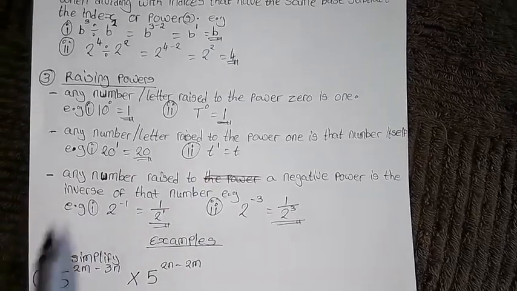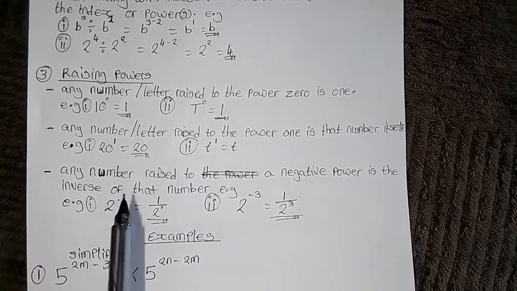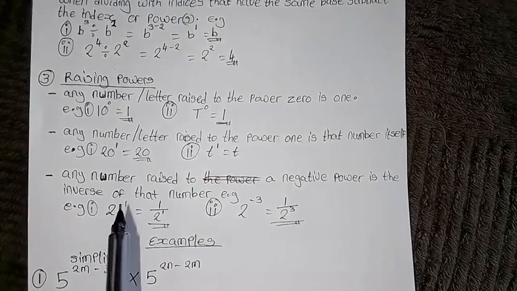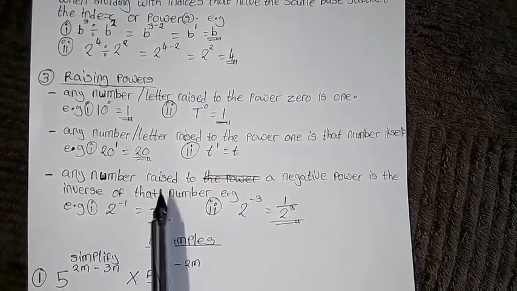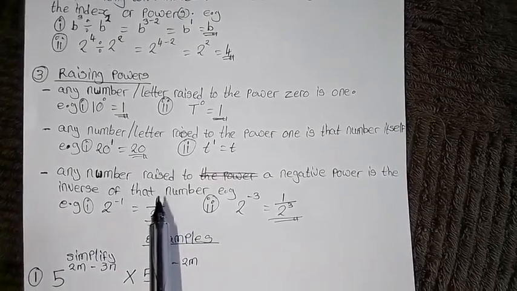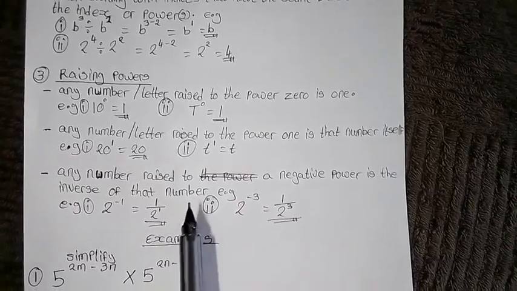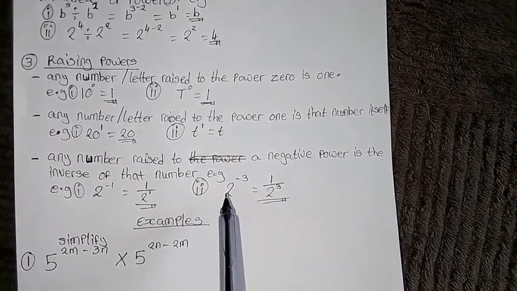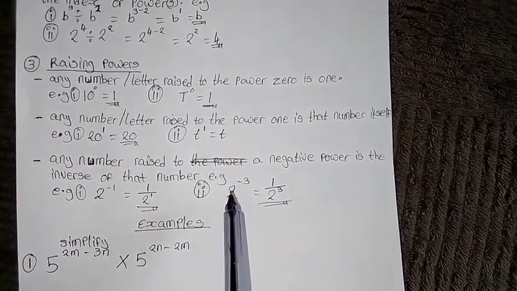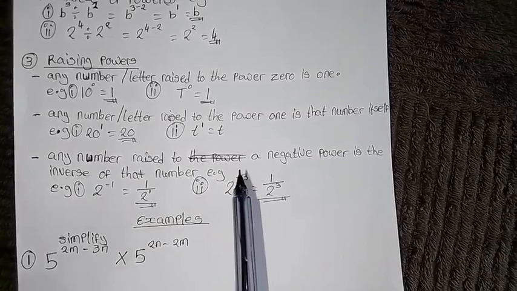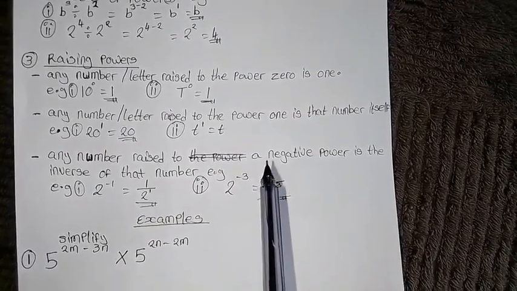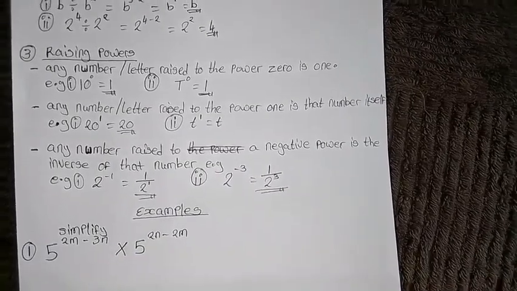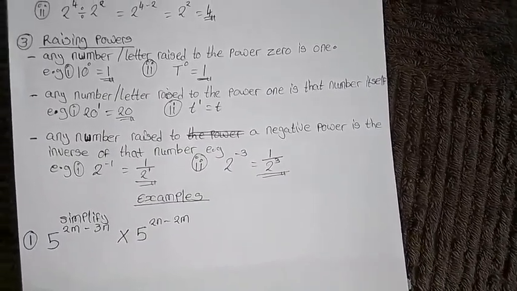Here I have an example of what this statement means. Let's say you're given 2 power negative 1. This means the inverse of 2. So the inverse of 2 is a half, which is 1 over 2 power 1. Another example: when you're told to find 2 power negative 3, the inverse of 2 power negative 3 is 1 over 2 cubed. So that's it for this law.